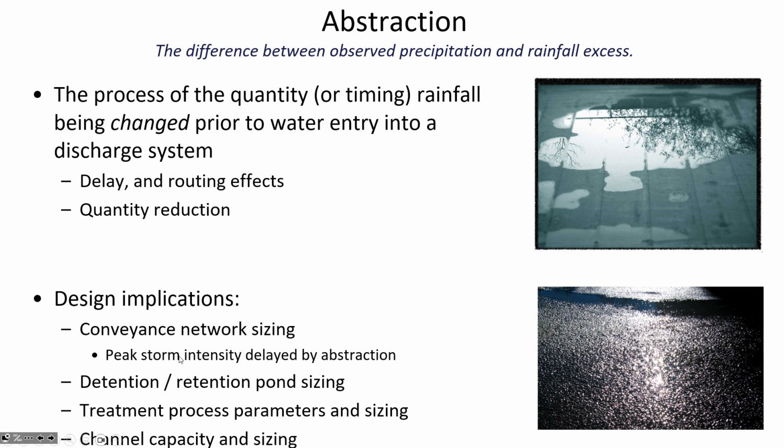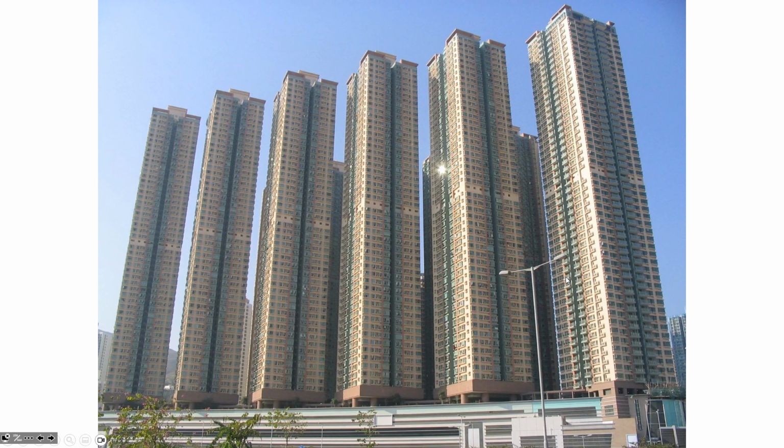And so these abstractions are going to be changing the time to peak for a rainfall into a time to peak for the runoff. And so all of the structures that we want to design, whether it's a channel or a pond or treatment processes that have to be put in place to improve the quality of water before it's discharged to a stream, all of these are affected by things that reduce the intensity of the runoff.